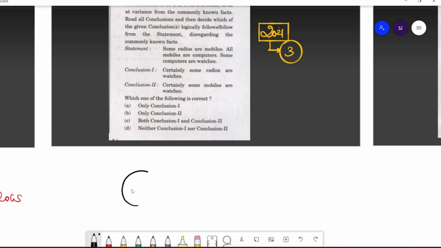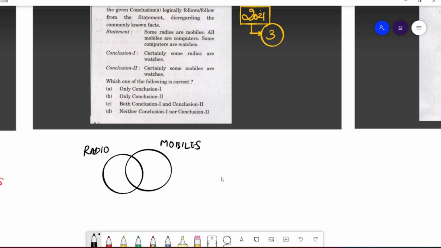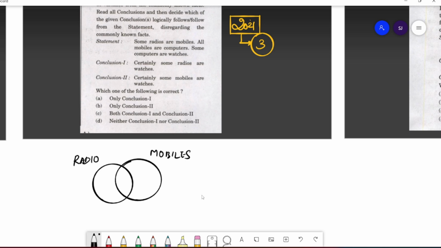So here look at this: some radios are mobiles. Like this you can put it, some radios are mobiles. All mobiles are computers. If you think about it, I can put this same thing in multiple ways, but I will put this in this fashion. All mobiles are computers. And some computers are watches. I will put it this way, because some computers are watches.